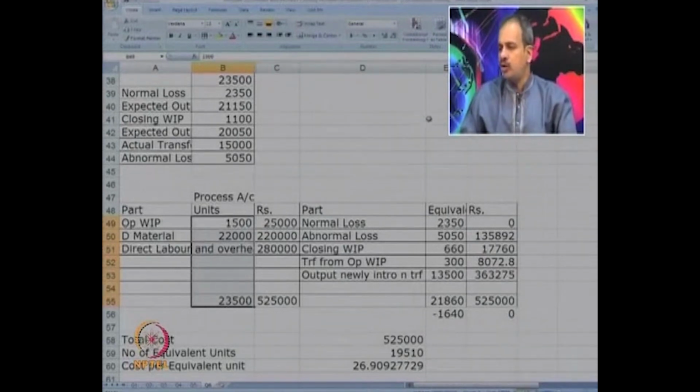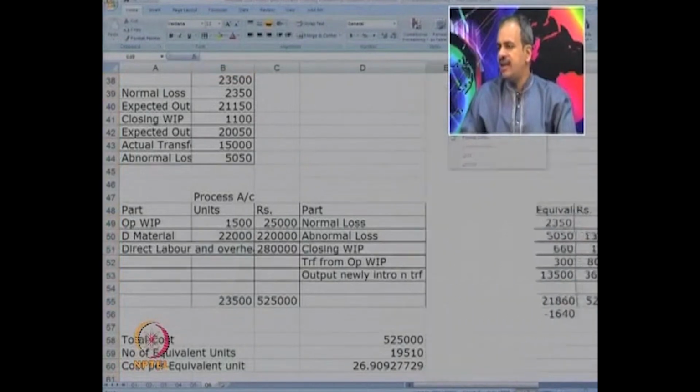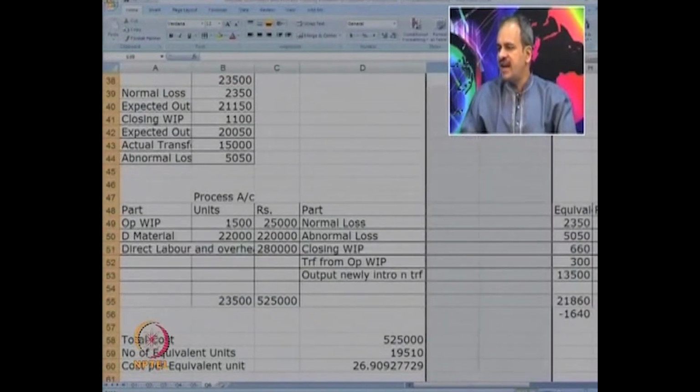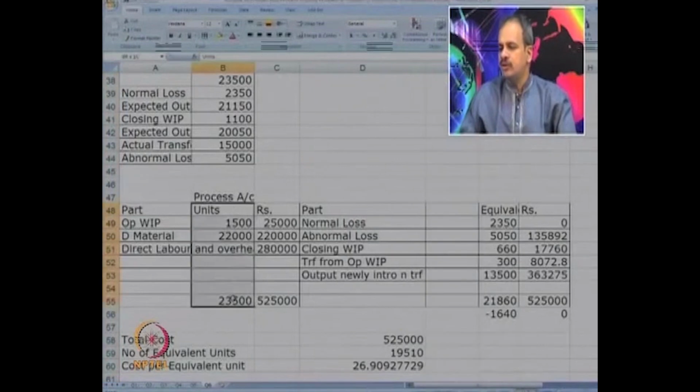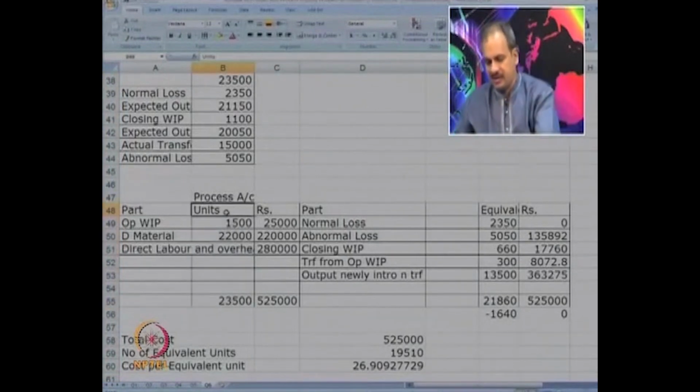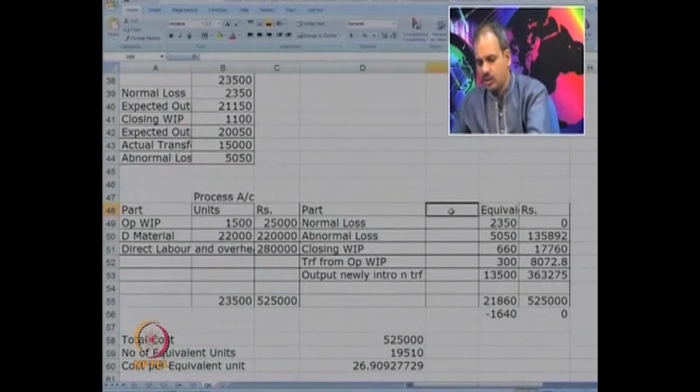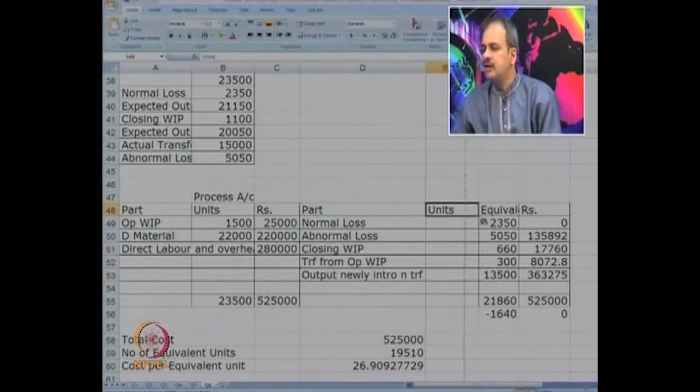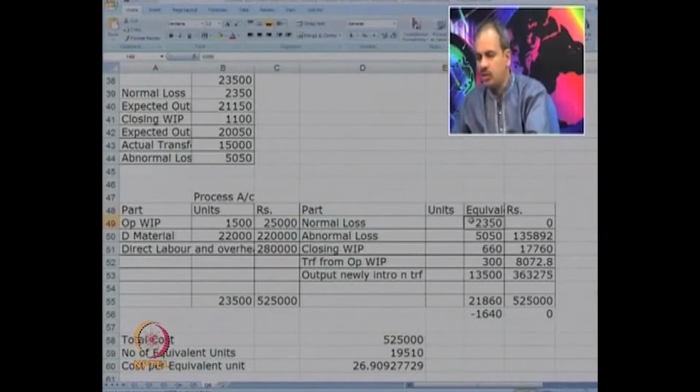If you want to ensure that there is no difference, I will just add one more column so that you don't feel that we are doing something which is not correct. Okay. So abnormal loss, there is no question of equivalent units, sorry, normal loss. Abnormal loss also we will account for all the units.